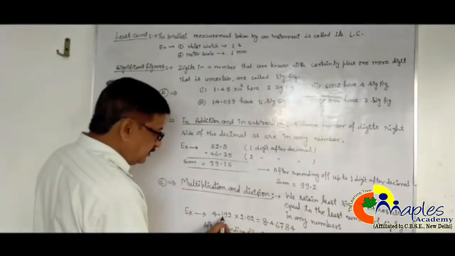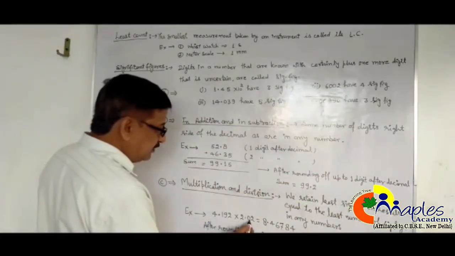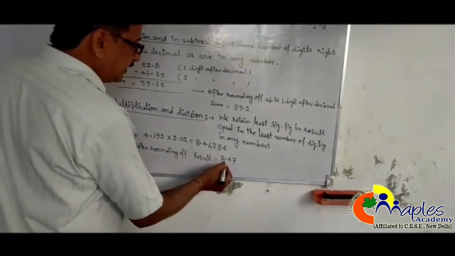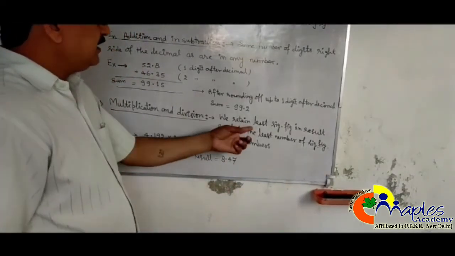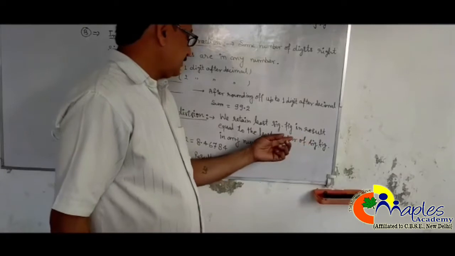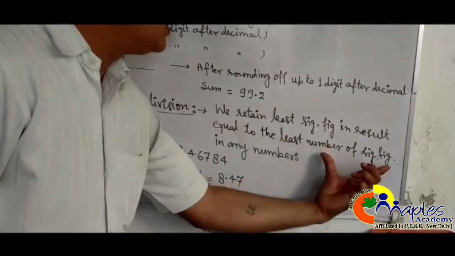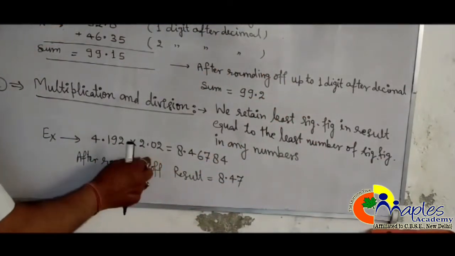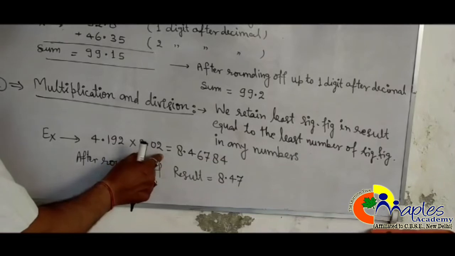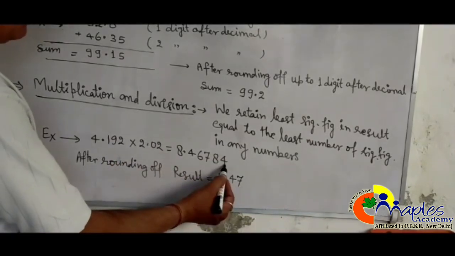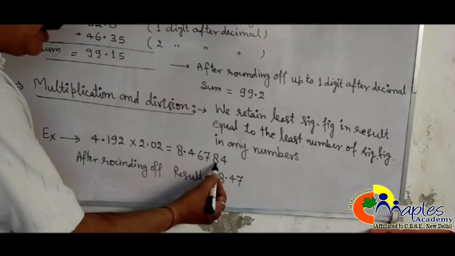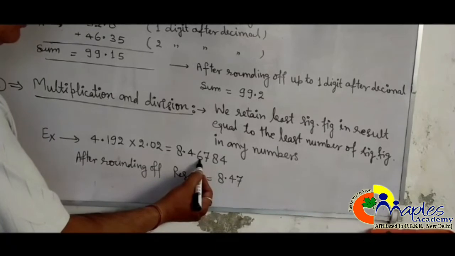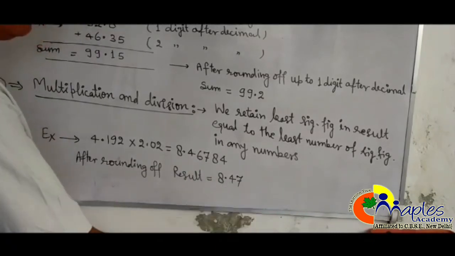In multiplication and division, we retain the least number of significant figures in our result. For example, 1, 2, 3, 4, here are 4 significant figures. 1, 2, 3, here are 3 significant figures. So we will retain only 3 significant figures. We retain in the result the least number of significant figures present in any of the numbers. Here are 2 numbers and the least is in this one. So in our result there should be only 3. So when we round off 4, it will become 8, and we round off to 8, it will become 8 again, and when we round off this 8, it will become 7. So the answer is 8.47.